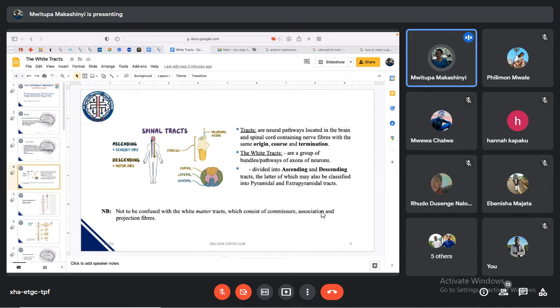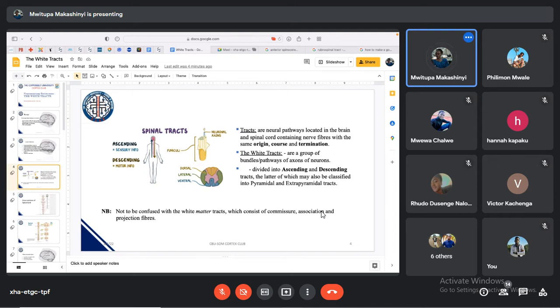All right, so what are the tracts? Tracts are basically neural pathways made up of nerves that have the same origin, the same course, and the same termination. So basically, nerve fibers that are doing the same job, when they're bunched up together, it's called a tract. So the white tracts are a special type of tract, which are made up of just the axons of the neurons. So there's gray matter, which is made up of the cell bodies, but then white matter is made up of the axons. Those myelinated sheath-like structures have a white appearance, which is why they're called the white tracts.